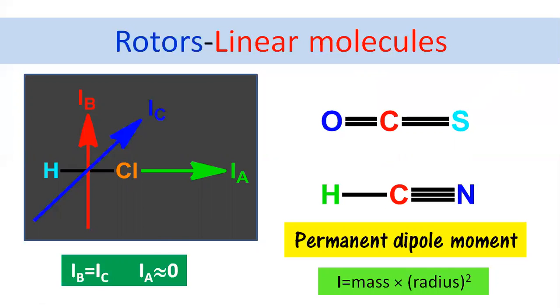Now, in a linear molecule, you can see that there are three different directions I have assigned here. In the green color, I have defined IA, which is rotation along the HCl bond axis. Another axis, which I have drawn in red color, is in the plane itself where the molecule exists, and the name of this I have assigned IB, and another one, IC, is perpendicular to the plane. It is also passing through the midpoint.